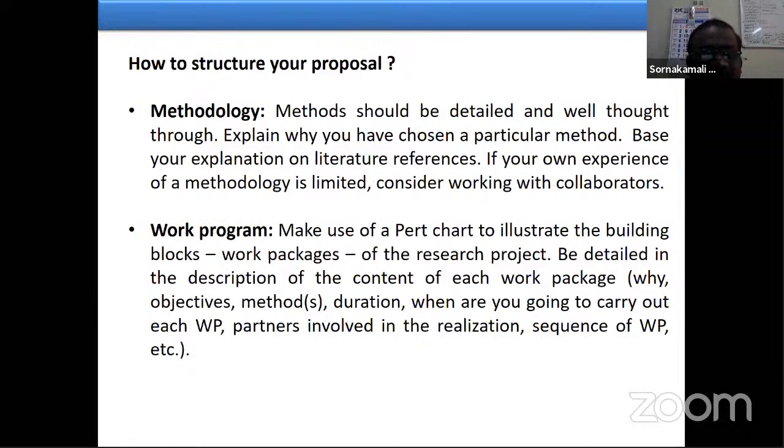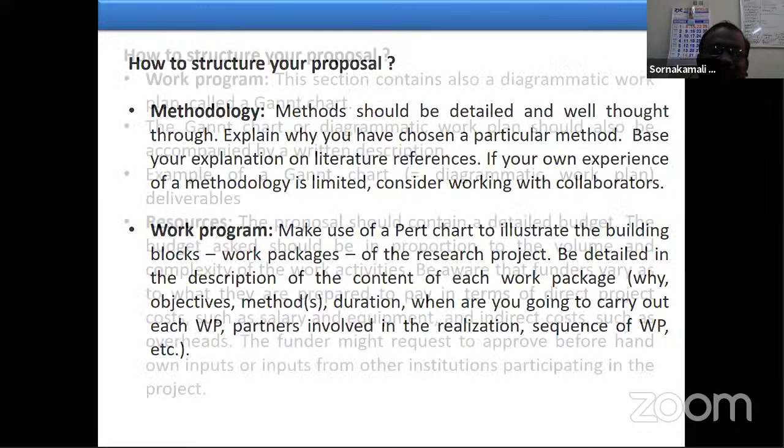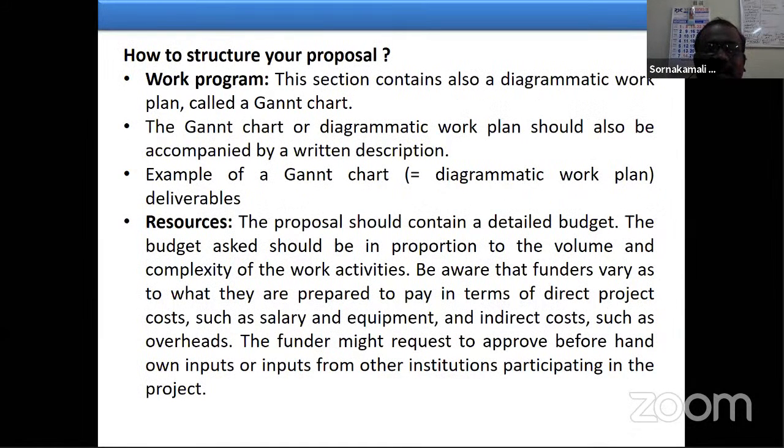Okay. Then the work program: you have to make a PERT chart with the aim, the objectives, then the work program, what work is planned in each objective and how it can be realized. That kind of thing can be given in a PERT chart. Apart from this, sometimes we can make a Gantt chart.